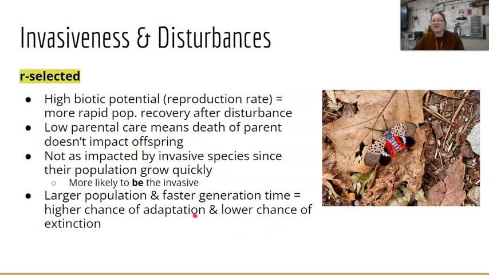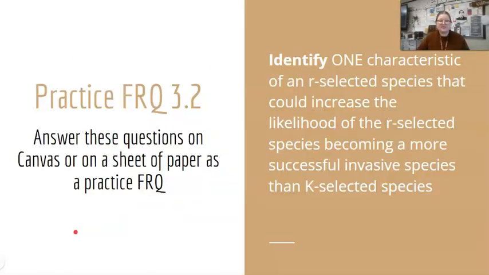They have a larger population and faster generation time, which means they have a higher chance of adaptation and a lower chance of extinction. If you're constantly reproducing, then your population can more quickly change to fit whatever the environmental pressures are, versus an organism that only reproduces maybe once a year. It's going to take a long time for that species to change.